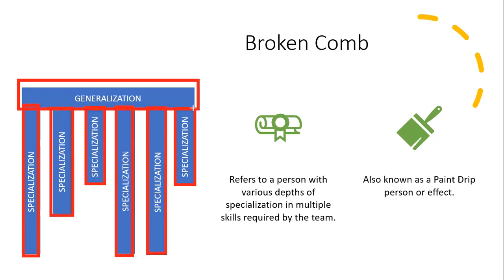And this is how people on teams are as well. So a broken comb refers to a person with various depths of specialization in multiple skills required by the team. It's also known as a paint drip person or effect. So are you a paint drip person?